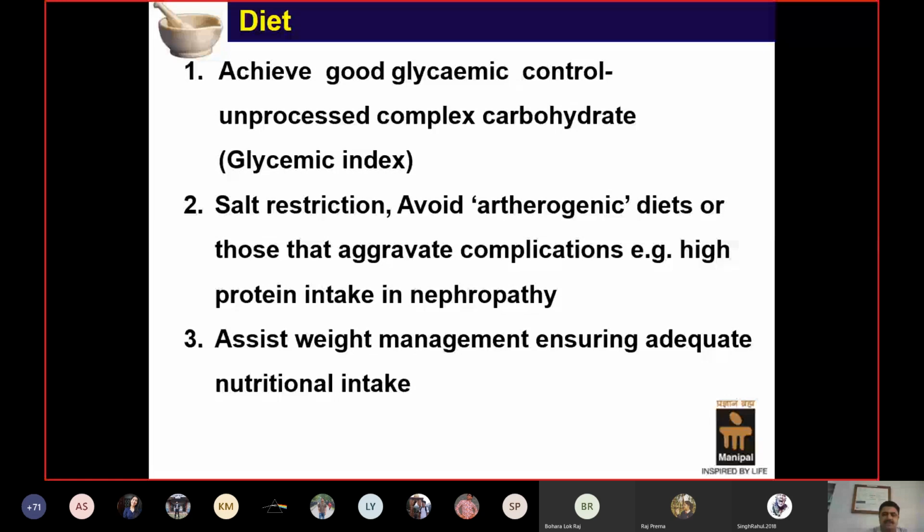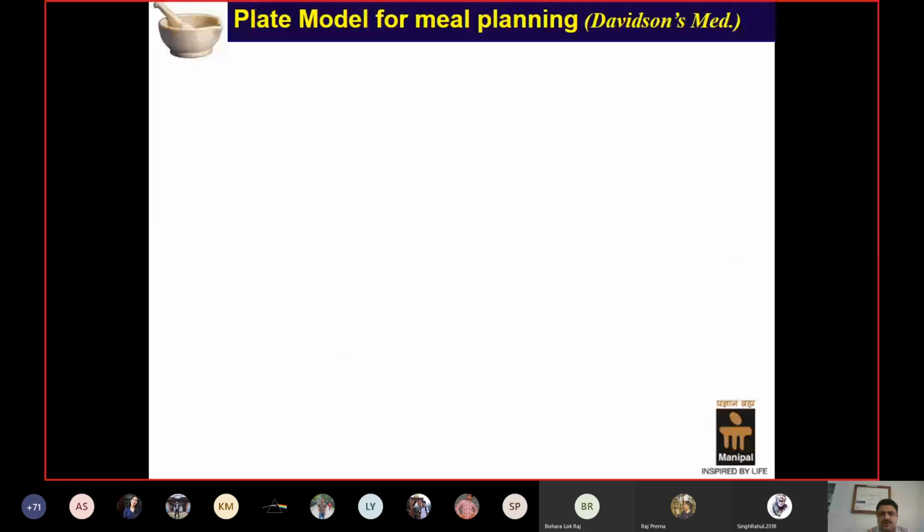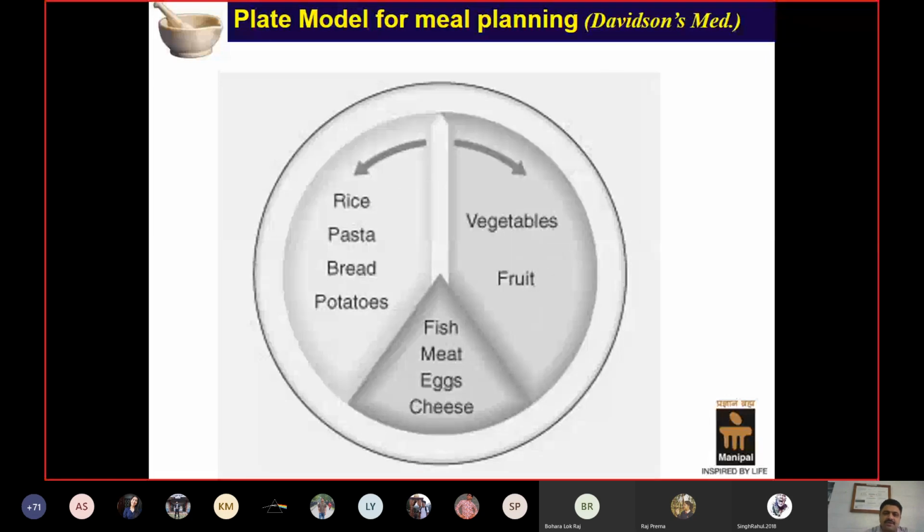And talking about the diet, how it should be. Just a preliminary thing, we are just talking about the essential part. So this is a plate model for meal planning, and this is taken from Davidson Medicine, 20th edition. In the latest it is not there. So anyway, this plate model we can easily explain to the patient, what the diabetic patient should do.